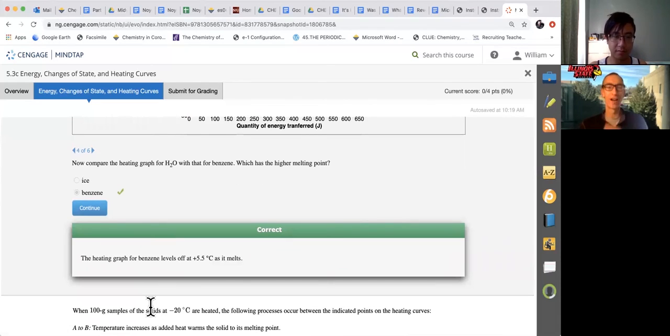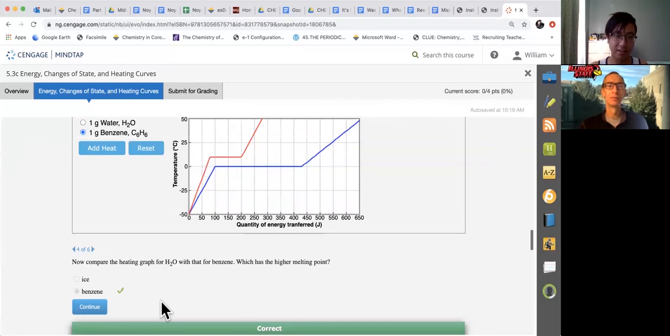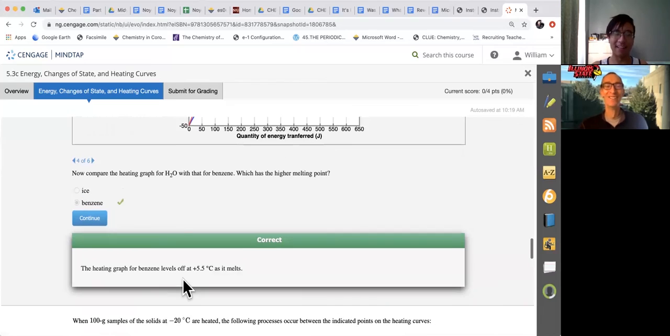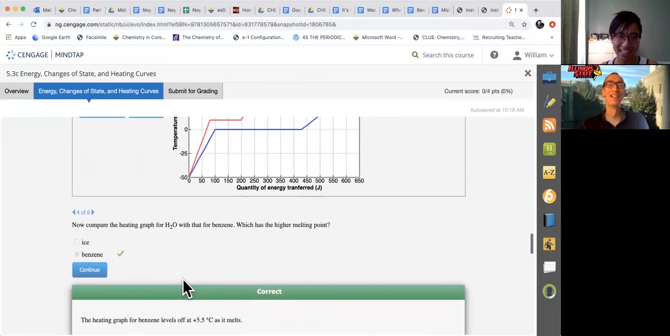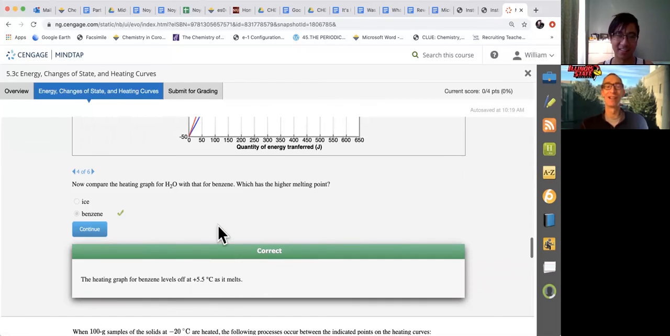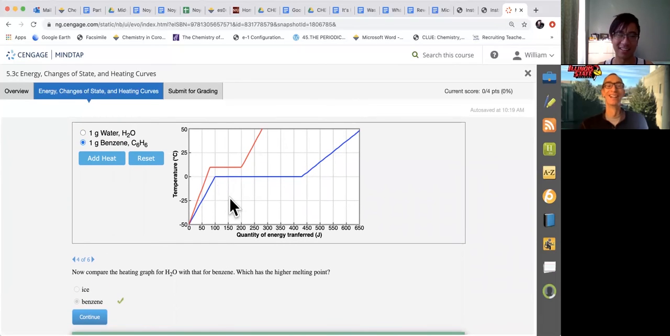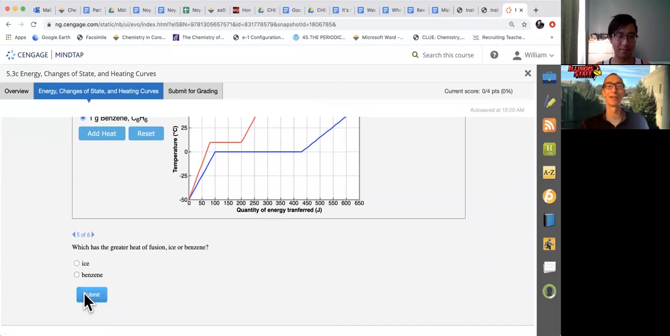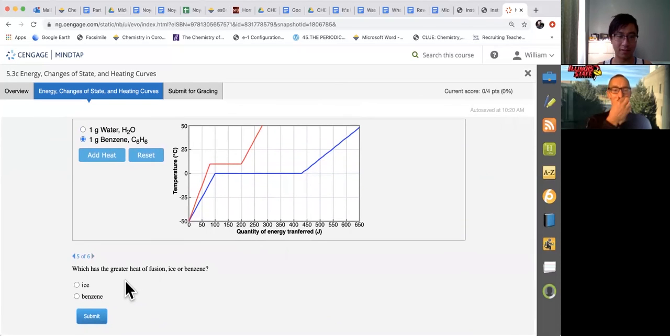Oh, 5.5. What did I say? 12? 10? Hmm. I think I like my reading of the graph better than I like their reading of the graph. Or maybe they need to graph it better. I'm guessing that they actually looked up the melting point for benzene, whereas you and I didn't. So I'm going to assume their 5.5 is right. I don't like their graphing skills. Agreed. I will spot them that it is a higher temperature than 0 degrees, and so therefore the answer to the question is correct. Okay, moving on. Which has the greater heat of fusion, ice or benzene? Okay, now we got to think about this one.